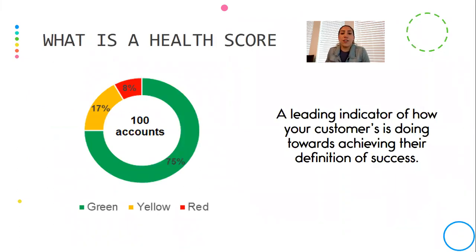Okay, so the definition of a health score is really a leading indicator of how your customer is doing towards achieving their definition of success. There are different ways to measure or to illustrate how a health score looks, but the most common one is a traffic light. So similar to the graph that we have to the left, the customers will be fitted into different buckets, which are a green health score, yellow, or red.